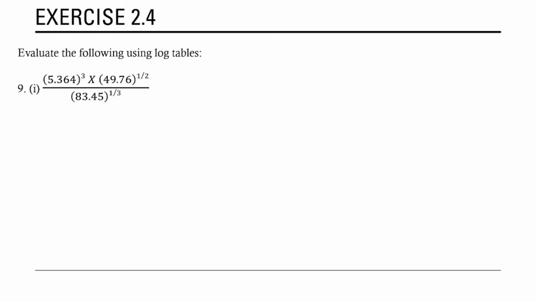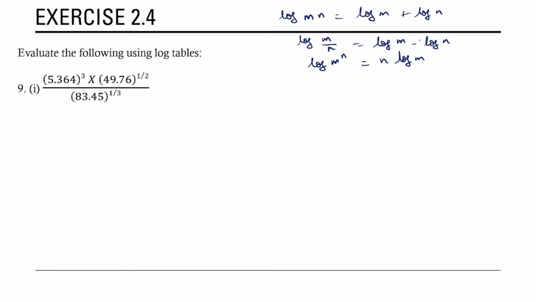Why we have been studying all these log tables, anti-log tables for such a long time is that these log tables are very useful in doing calculations which involve multiplication and division of huge numbers. Using the properties of logarithms, if we recall, we know log mn is equal to log m plus log n. Then log m by n is equal to log m minus log n. Then log m raised to n is equal to n log m. So these are the laws of logarithms.